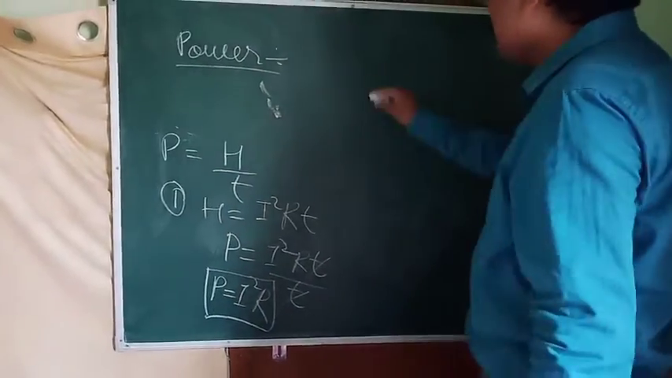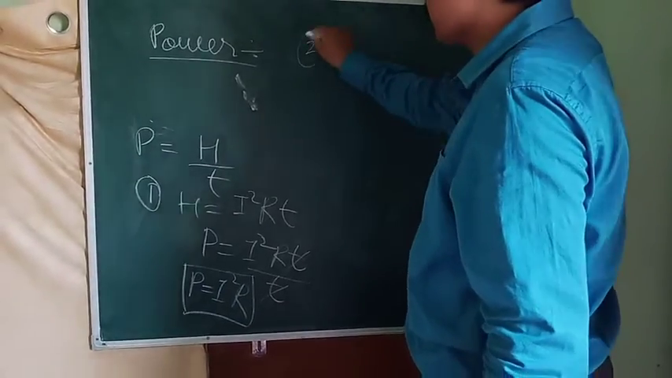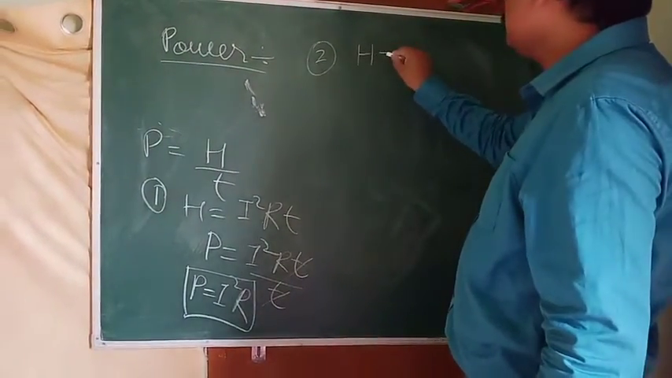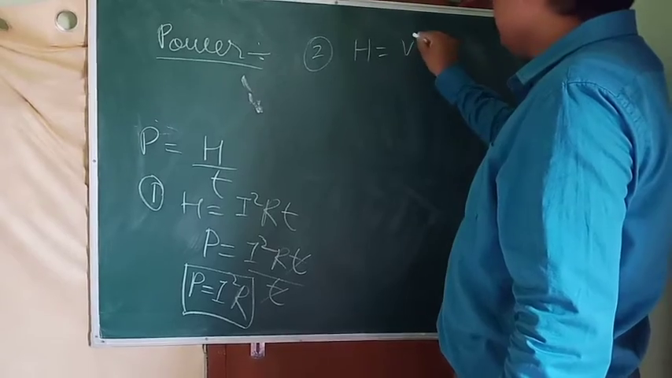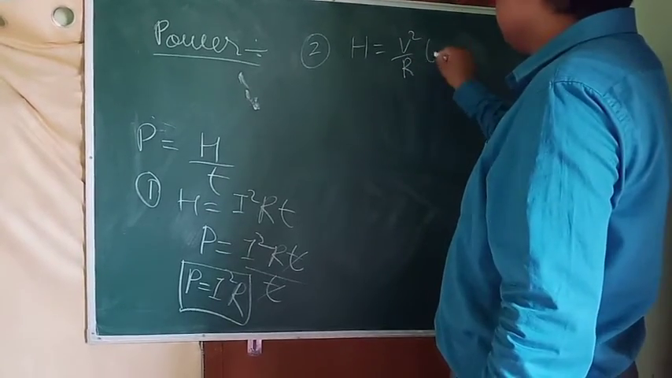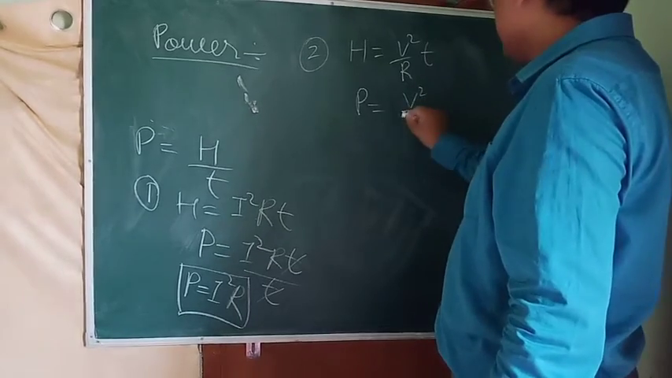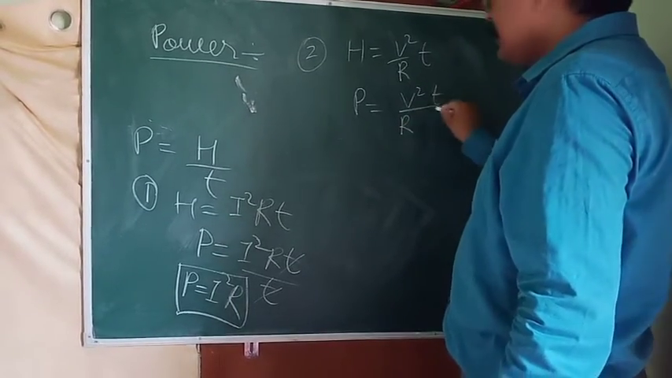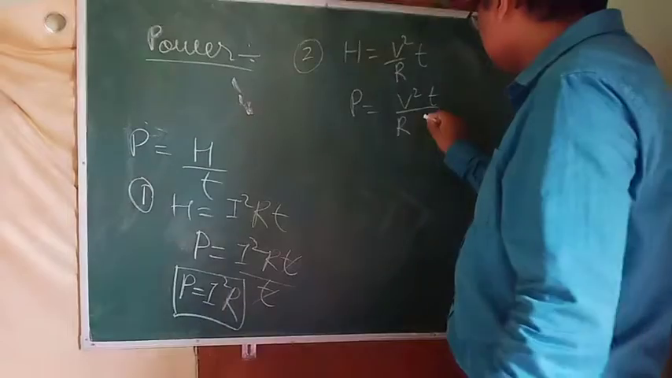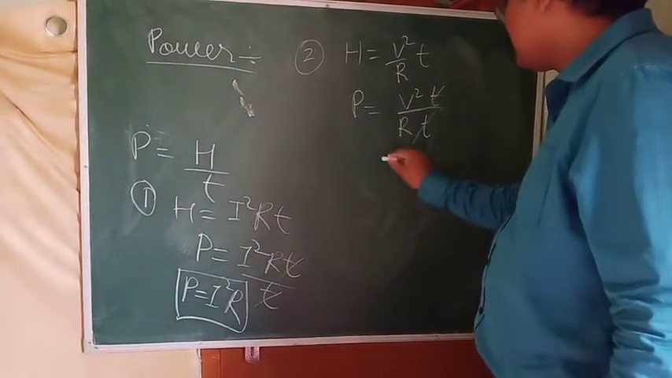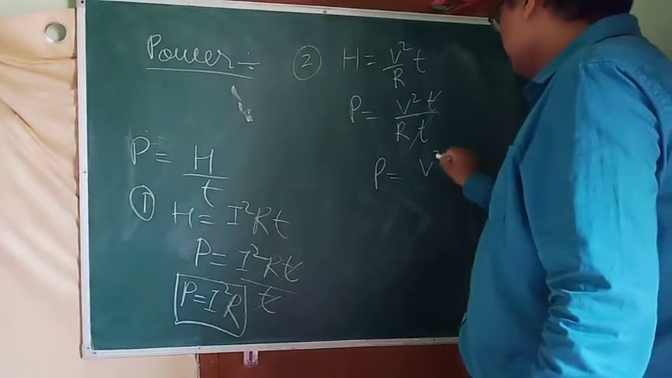Next, number 2, we know that H is equals to V square by R into T. So, what will be the power? Power is V square by R into T, H by T is there. So, this T cancels out. Power is V square by R.